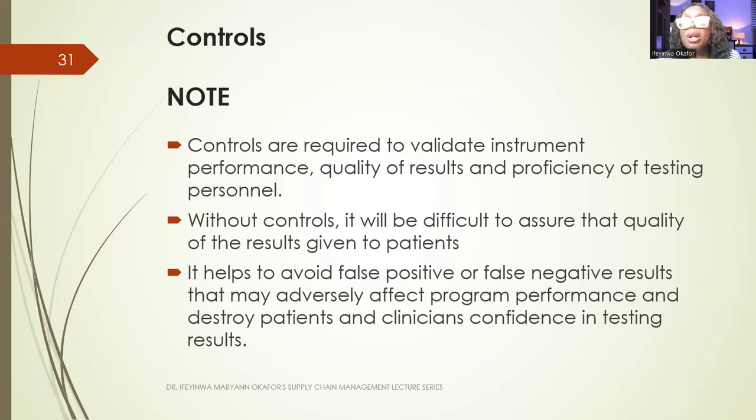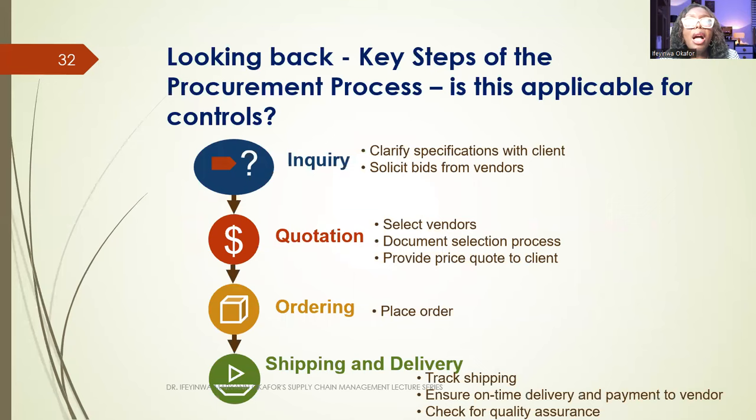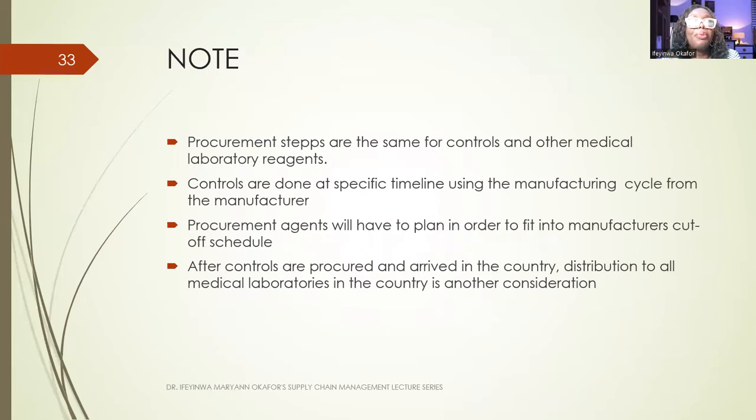Now, let us look at the key steps of the procurement process. We are looking at controls. The question is, is this applicable to controls? We know that we have key steps in procurement: inquiry, quotation, ordering, shipping, and delivering. But in procuring controls, do these steps apply to controls too?